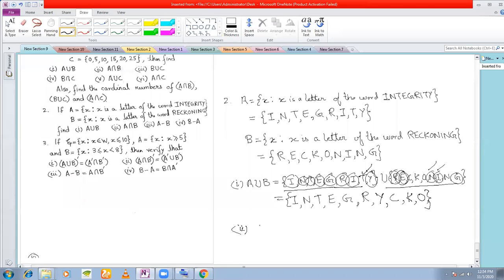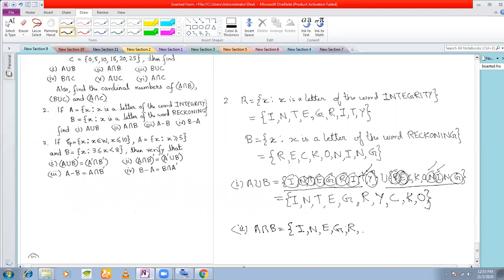What about A intersection B? As I told you, A intersection B consists of elements that are common to both A and B. Is I common to both A and B? Yes. What about N? Yes, it is common. What about T? It is not common. E? Yes, it is in both the sets. G? Yes, it is in both the sets. R is also in both the sets. I, we have already written here, so no need to write again.